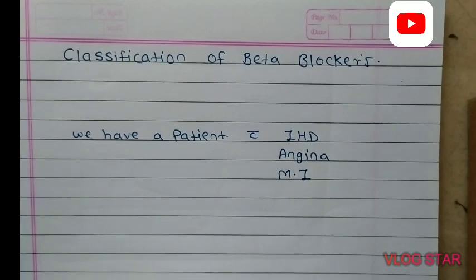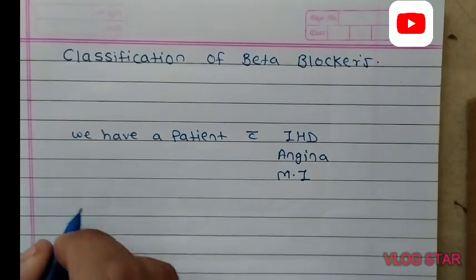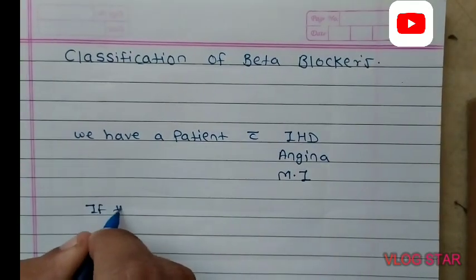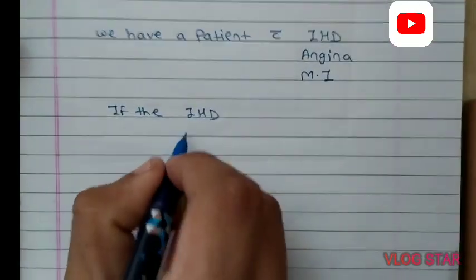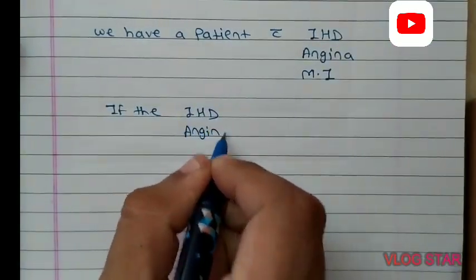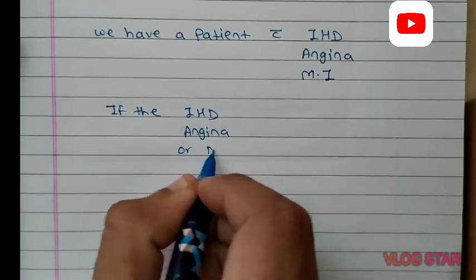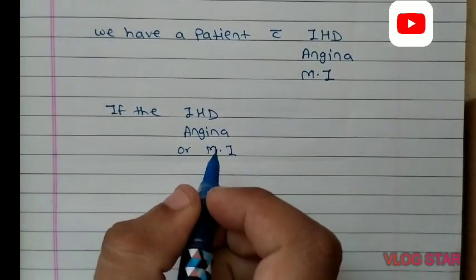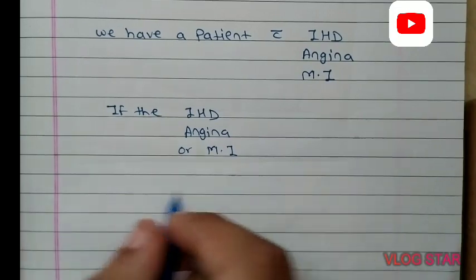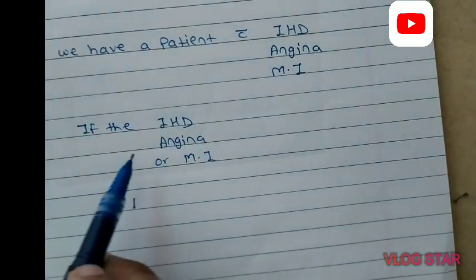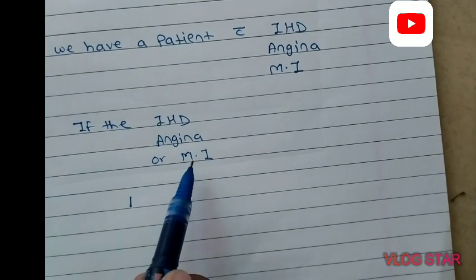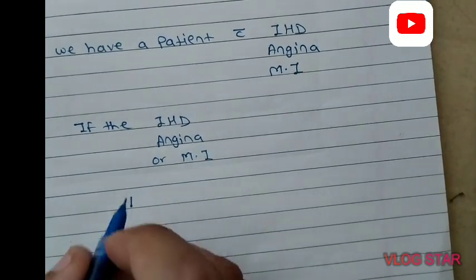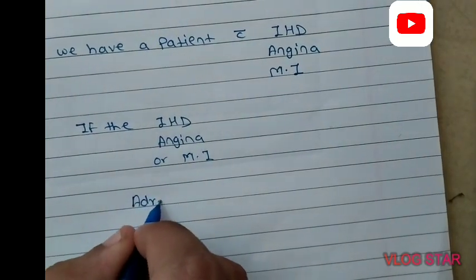The reason behind that is, if the patient with ischemic heart disease, angina or myocardial infarction gets stressed, their body releases adrenaline.